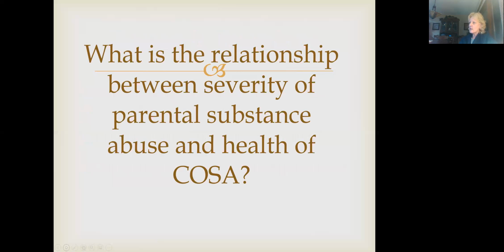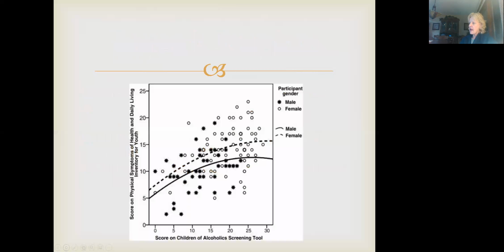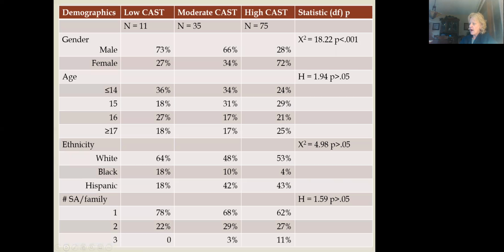So what we did was that study I mentioned before. What is the relationship between the severity of parental substance abuse and the health of a child who has a substance abusing parent? And here's the correlation, the scatter plot that we got. So, you know, it's not perfect, but there appears to be a linear correlation. So after we saw that, we went ahead and did some more analysis.